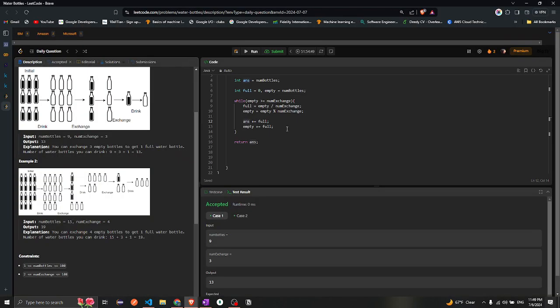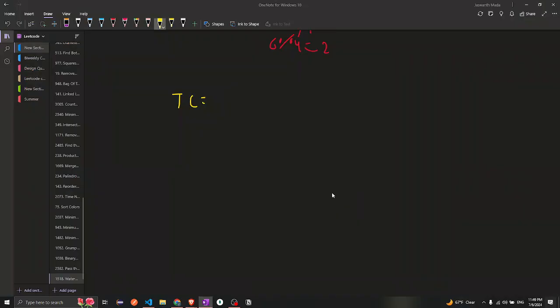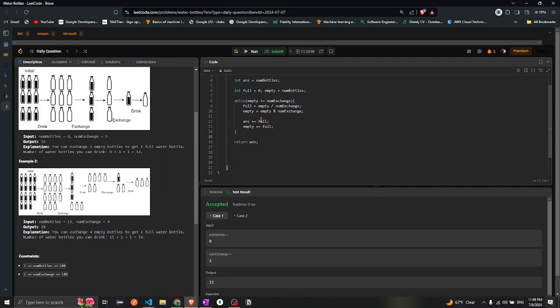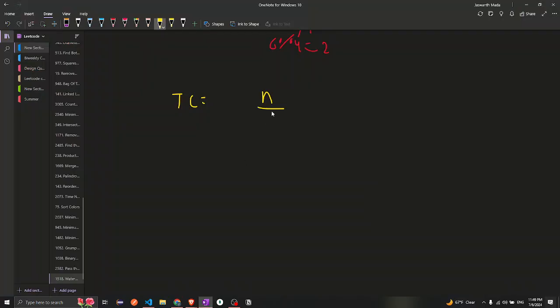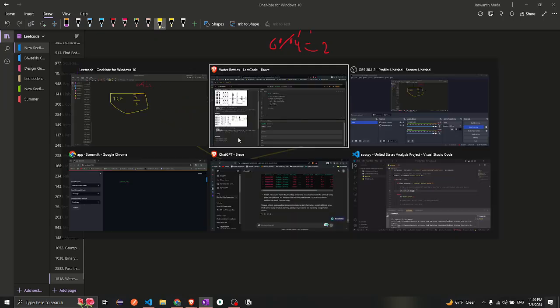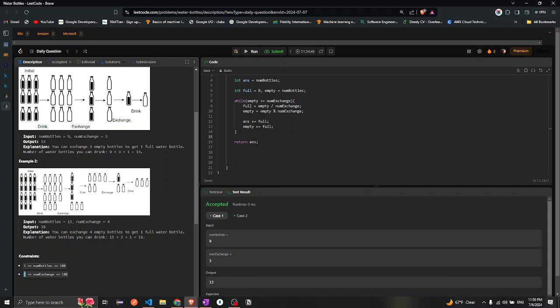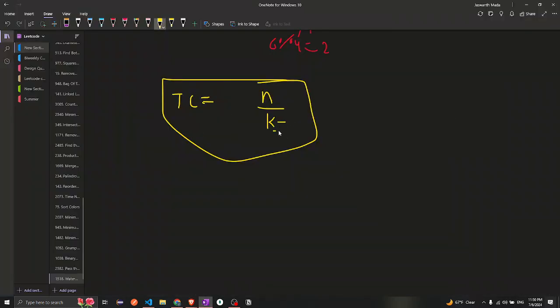If you observe carefully here, our loop is dependent on the empty variable, right? Our loop runs as long as this empty is greater than or equal to num exchange. Initially the empty will be equal to the number of bottles given. Let's say the number of given bottles is n, and for every iteration, we are basically dividing this by k. K is nothing but the number of exchange. In the worst case, k can be 2, right? So in the worst case, it will be n by 2, which can be n.